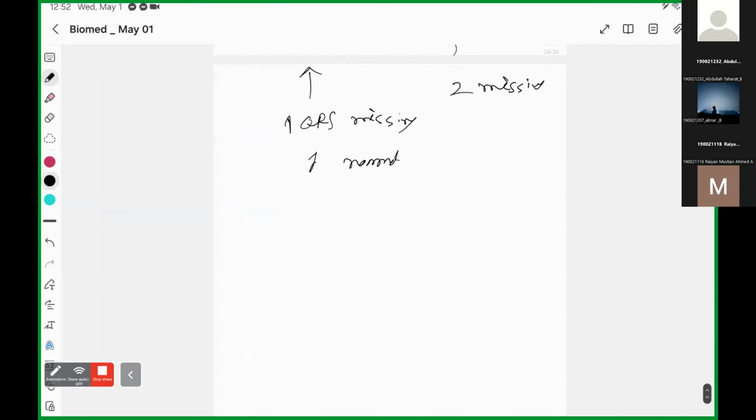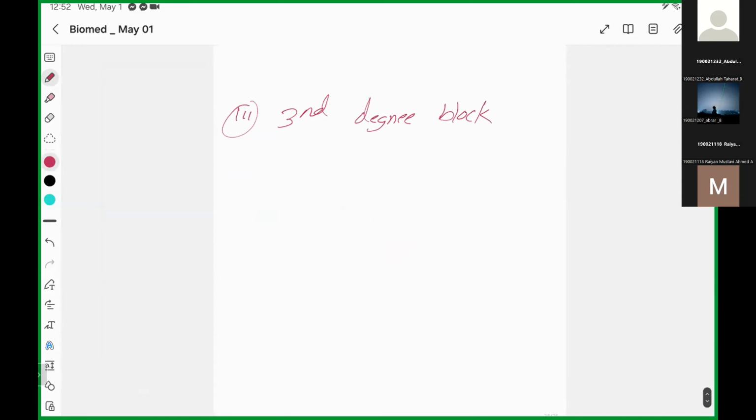So followed by this one, there is third degree block. So you have first degree block, second degree block, then you have third degree block. What happens in third degree block? You have P wave normal, but after this P wave, no signal is passed. No signal is passed to the ventricle. Okay. So the P wave, that means the SA node, the natural pacemaker, is functioning properly, but that signal is not passing to the ventricle.